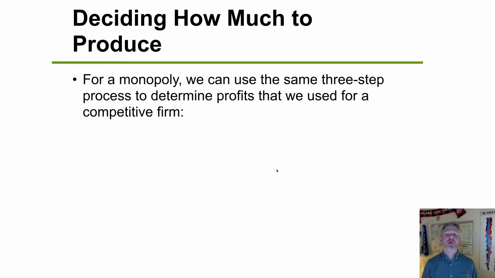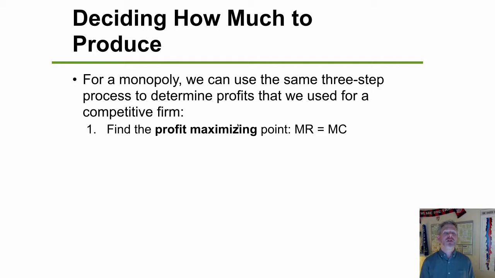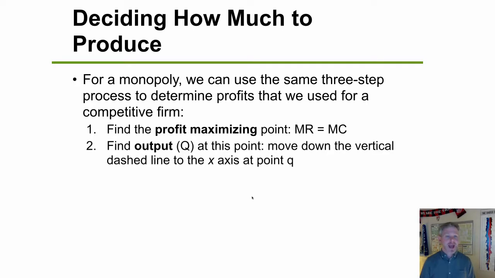So for a monopoly, we can use the same three-step process to determine their profits that we used for a competitive firm. First, the monopolist finds the profit maximizing point, where marginal revenue equals marginal cost. Next, they choose the output at that point. So the monopolist firm chooses output where marginal revenue equals marginal cost, and we can show that in a graph in just a second.